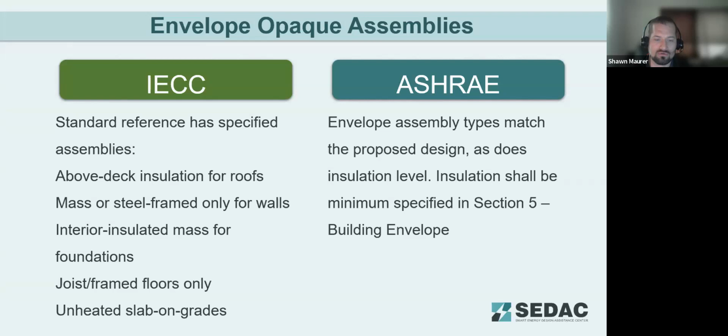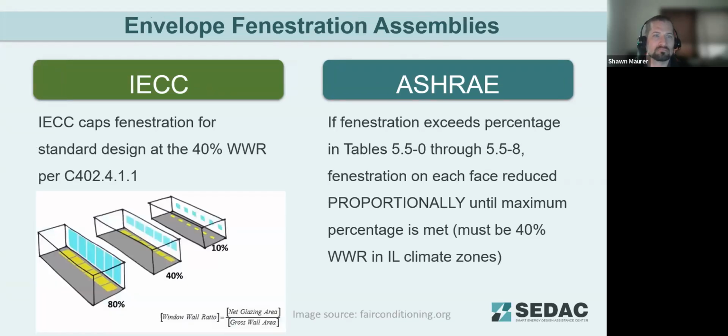Moving on to fenestration requirements. The IECC and ASHRAE both cap your fenestration for the standard reference design. For the IECC, it's a 40% window to wall ratio. For ASHRAE, you're referencing back to your climate zone tables, which for climate zones 4 and 5 in Illinois is also a 40% window to wall ratio.